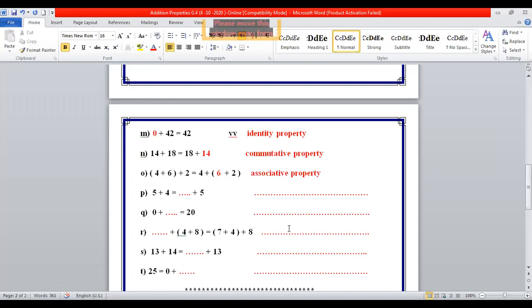Okay, P. Abdulrahman Karim. Yes, Abdulrahman. 5 plus 4 equals 4 plus 5. Good. What is the name of the property? Commutative property.